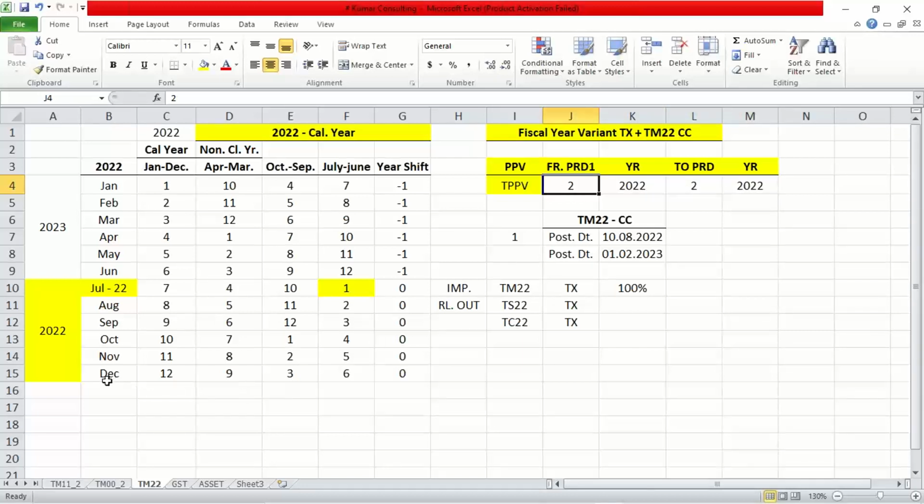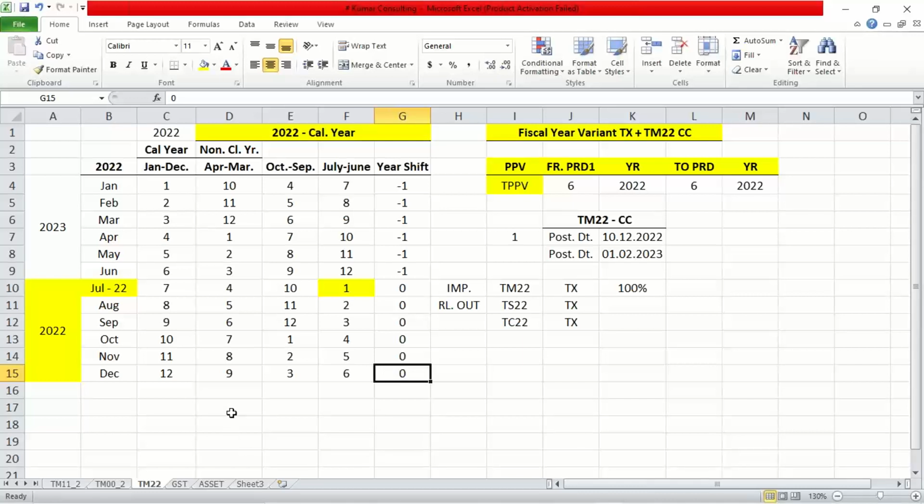Why? Because the dates are going to be entered as per calendar year. So December means, let's suppose, 10.12.2022. Period will be 12, meaning December, that is the sixth period. And then what is happening, guys? The year is 2022 here, and the year shift is 0. So 22 plus 0 is 22.